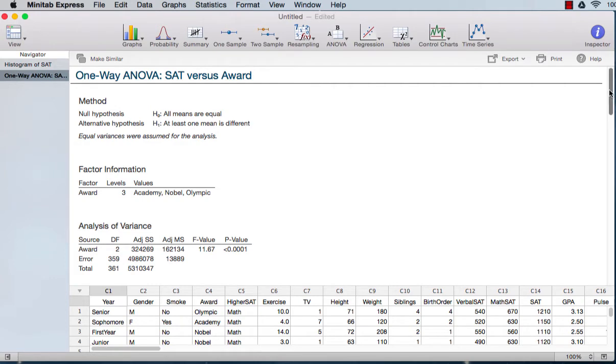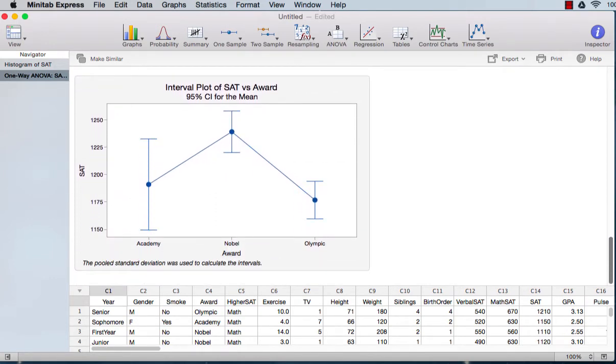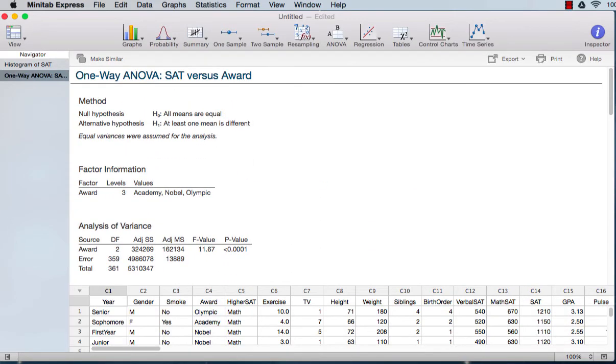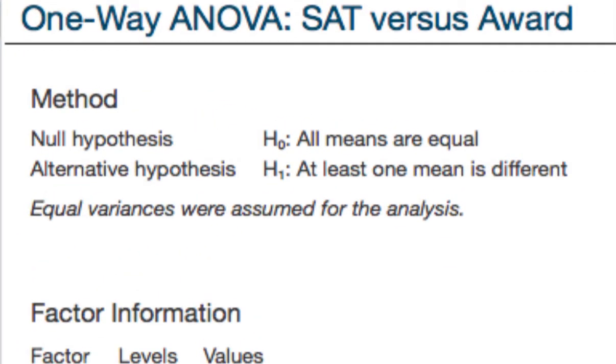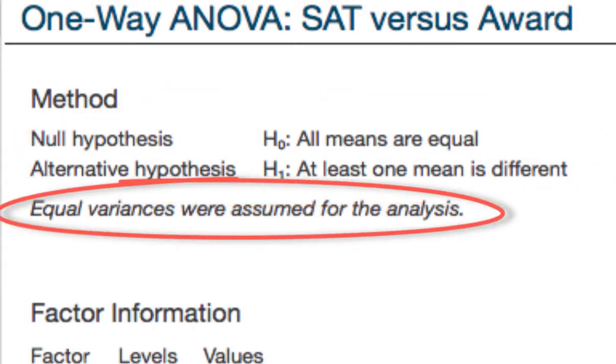Minitab Express will give you a fair amount of output. We'll go through now and we'll look at each table or graph individually. The first pieces of information that Minitab Express will give you are the null and alternative hypotheses that were tested. It also states equal variances were assumed for this analysis. Now, Minitab Express is not checking this assumption for you, but is reminding you that equal variances were assumed. You still need to go and check that assumption for yourself before you run this one-way ANOVA.